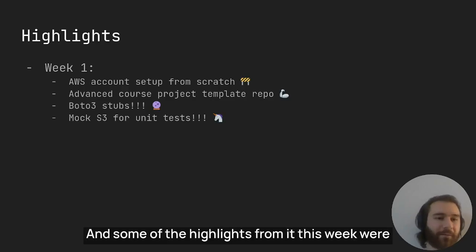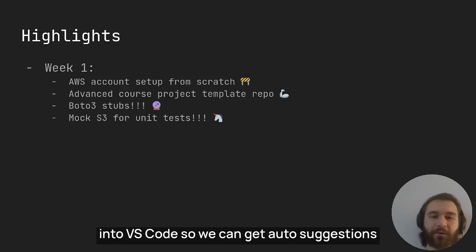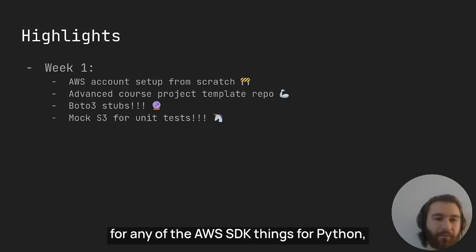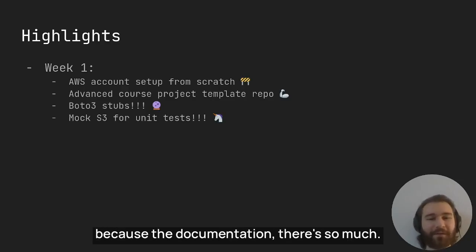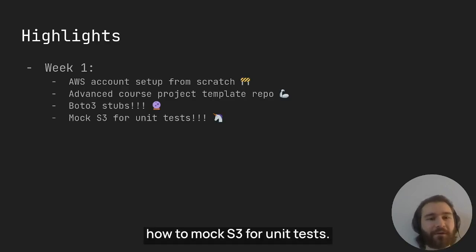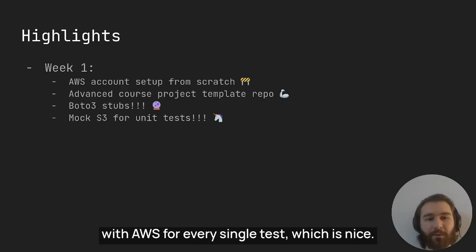Some of the highlights this week were Eric showing us how to integrate Boto3 stubs into VS Code so we can get auto suggestions for any of the AWS SDK things for Python, which is super cool. I wish I had that earlier because the documentation, there's so much. And then he also showed us how to mock S3 for unit tests using Moto, so we don't have to actually integrate with AWS for every single test, which is nice.